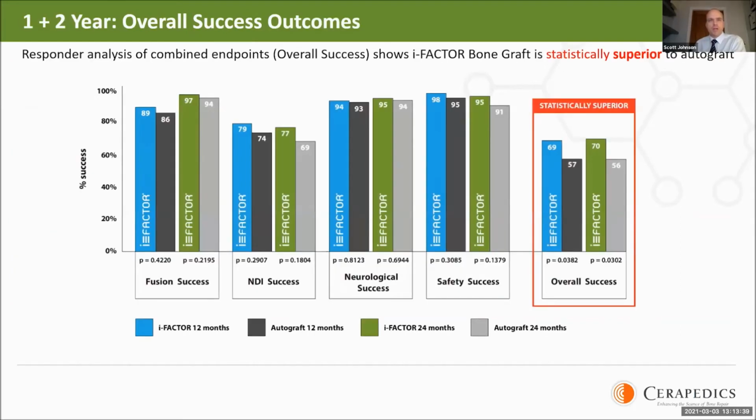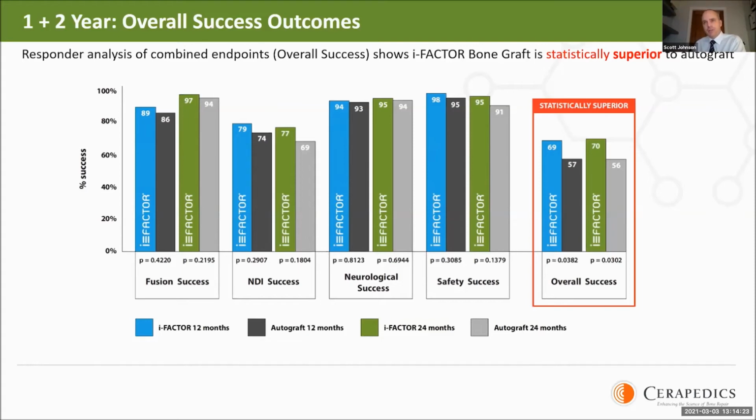In terms of the shorter term outcomes at 12 months and 24 months, iFactor was shown to be non-inferior to autograft in all of the 4 primary outcome measures, but also part of the study, we included a prospectively defined overall success measure. For a patient to be considered as having overall success, they must have successfully achieved all of the criteria in each of the 4 primary outcome measures. So it's really your ideal scenario. The patient has successfully achieved fusion, NDI success, neurological success, and not experienced any major complications.